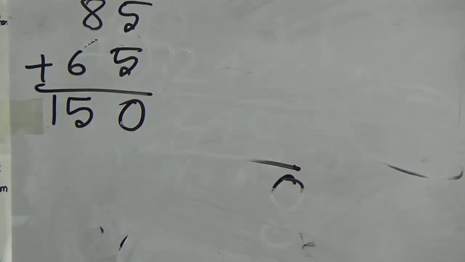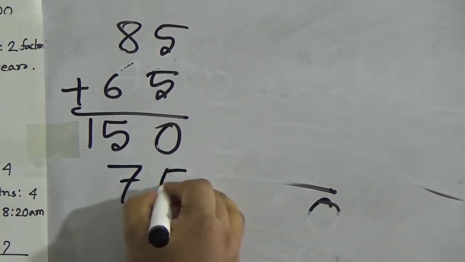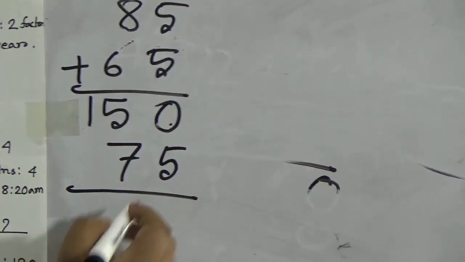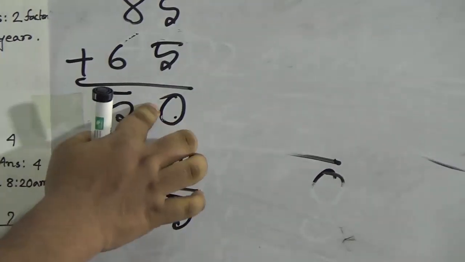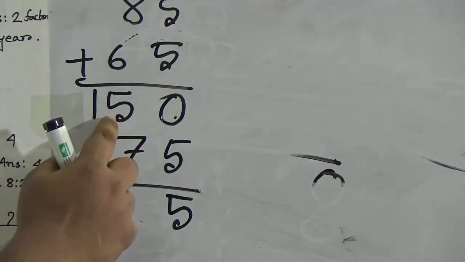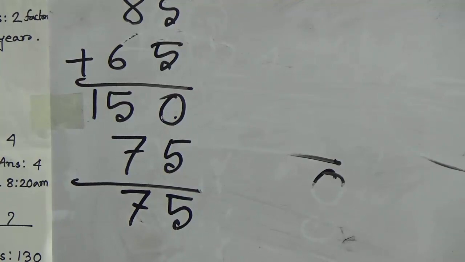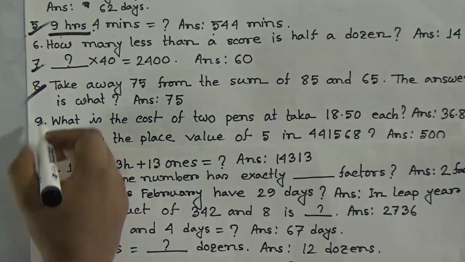Take away, and now we subtract this 75 and we get the answer. 0 is less than 5. For this, consider there is 10. That means if we subtract 5 from 10, then we get 5. This one will be added with 7 and it will be 8. Now from 15, 8, that means 7. So the answer is 75. The answer is 75. Our next question.